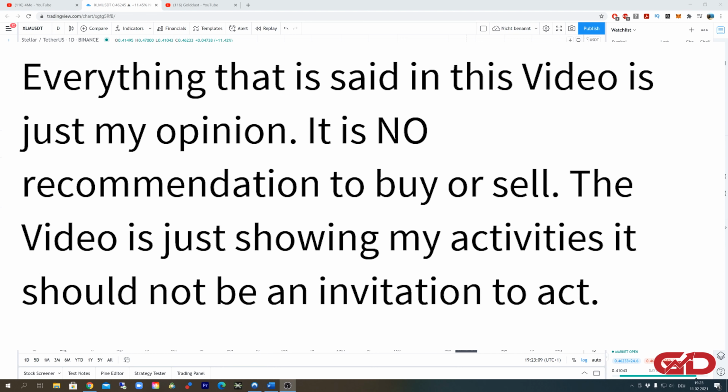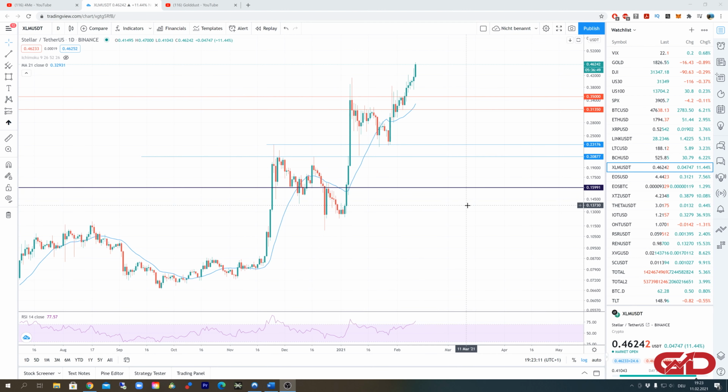And today we will take a look into the Stellar chart and also into the Litecoin chart, what our potential next price targets are, and of course also in which time window we can expect these targets.